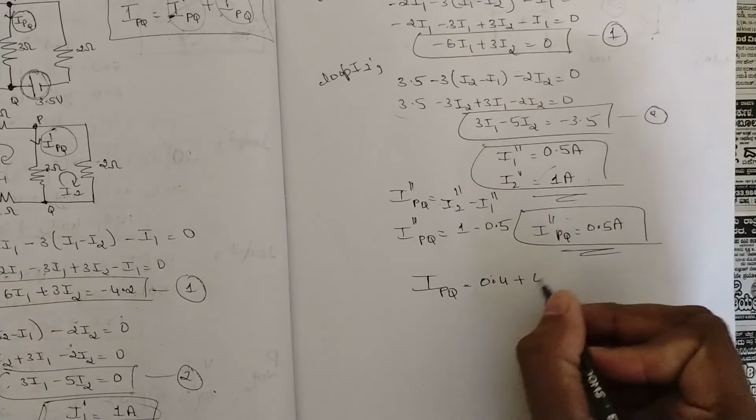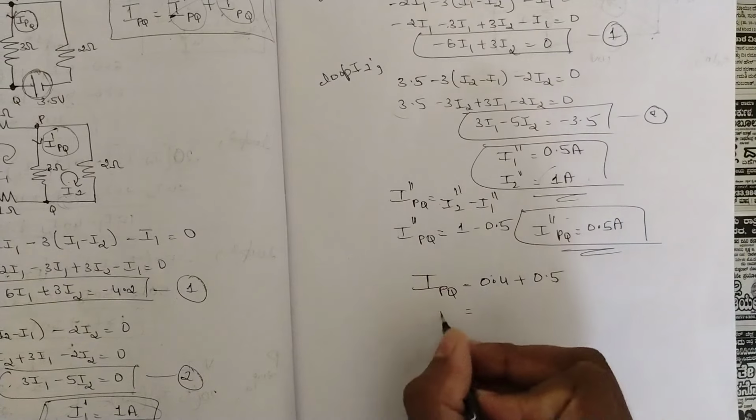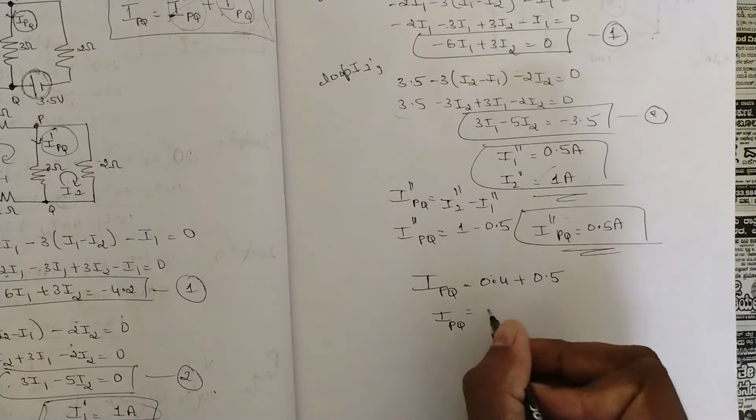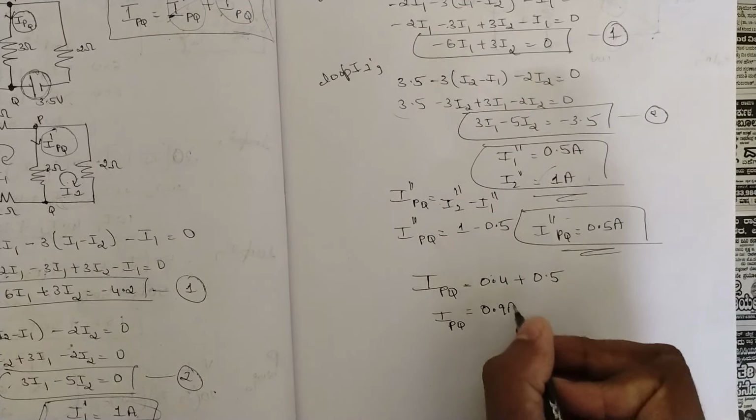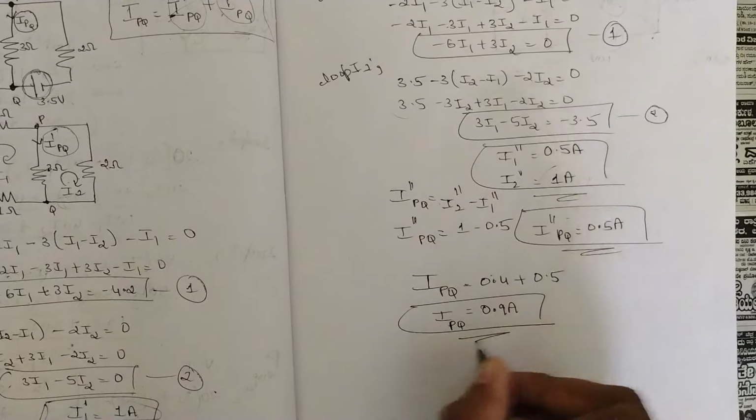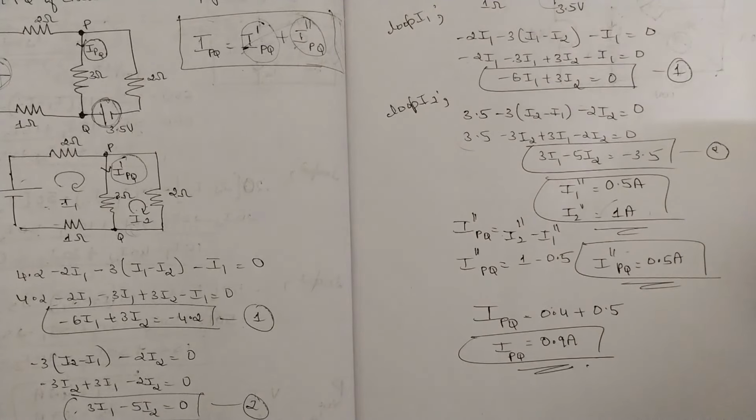And I double dash of PQ, we have got it as 0.5 ampere. So the final answer of I of PQ is equal to 0.9 amps. Okay, so like this, you should be solving this problem. Hope this is clear. So let's solve one more problem and wind up this session.